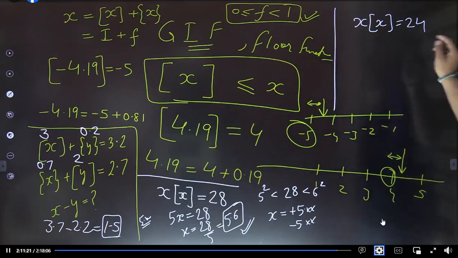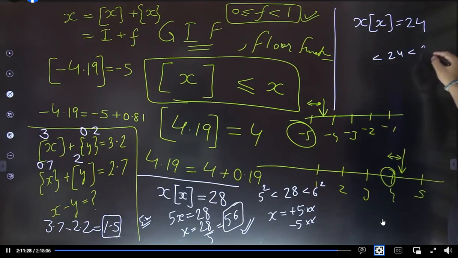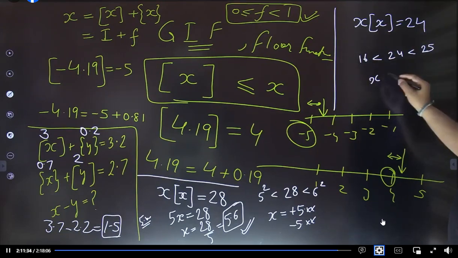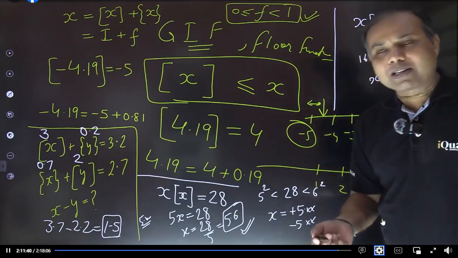Similarly, in this case, 24 is also not a perfect square. This 24 lies between two perfect squares. Which ones? That is 16 and 25, which are basically 4 square and 5 square. So x must be 4 point something, either positive or negative. Right? x must be positive 4 point something or negative 4 point something.